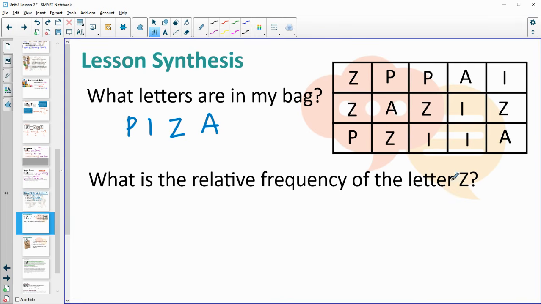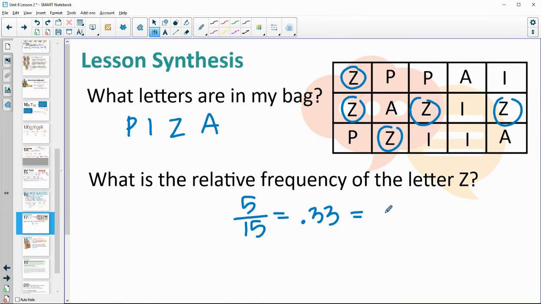What is the relative frequency of the letter Z? So that's where we count up the number of times Z showed up. So 1, 2, 3, 4, 5 times. So 5 out of 15 total draws is 0.33 as a decimal, which is 33% of the time. So based on the experiment, Z came up 33% of the time.